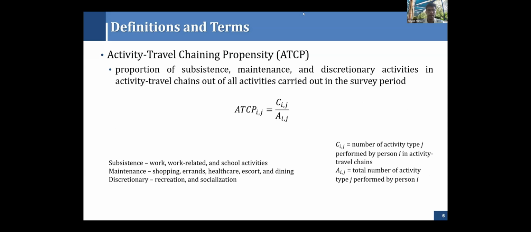I also define the activity travel chaining propensity as the proportion of subsistence, maintenance, and discretionary activities in the activity travel chains out of all the activities carried out in the survey period. The equation here shows the calculation process where the numerator represents the number of activity type J performed by person I in the activity travel chains. And the denominator indicates the total number of activity type J performed by that person.